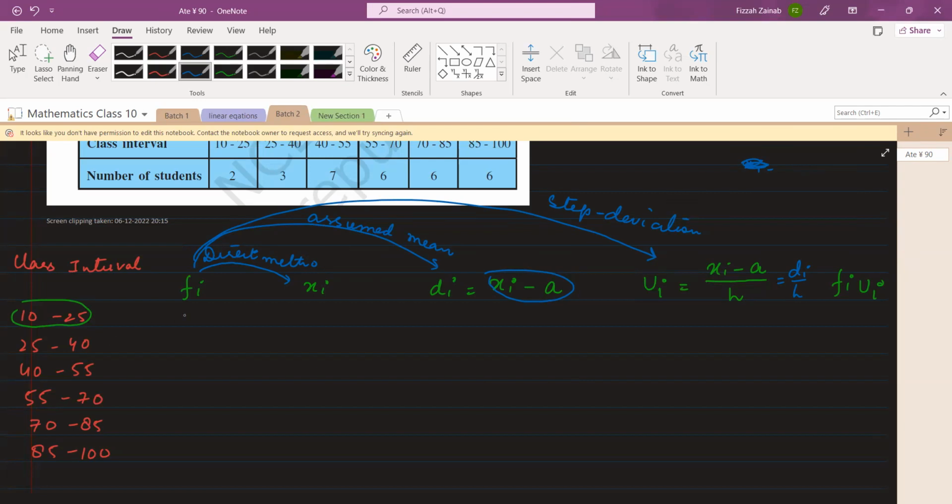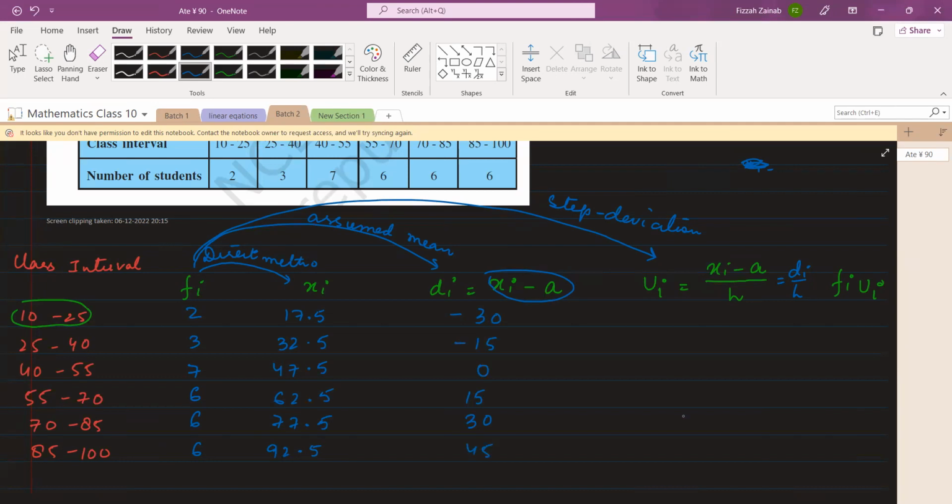Okay. So the same thing, this much will repeat. I'm just copying down. So 2, 3, 7, 6, 6, 6. Then your Xi we have already found: 17.5, 32.5, 47.5, 62.5, 77.5, and then 92.5. Now Di also we have done: minus 30, minus 15, 0, 15, 30, and 45.